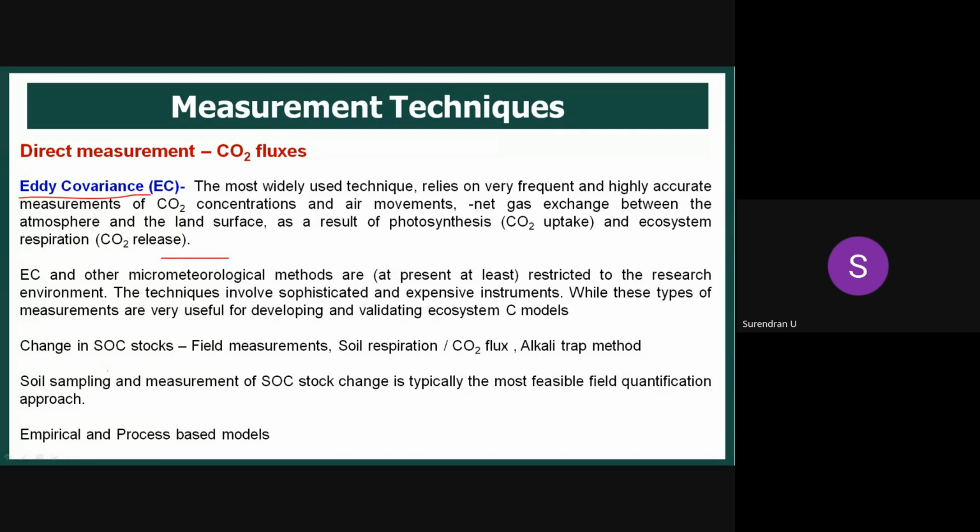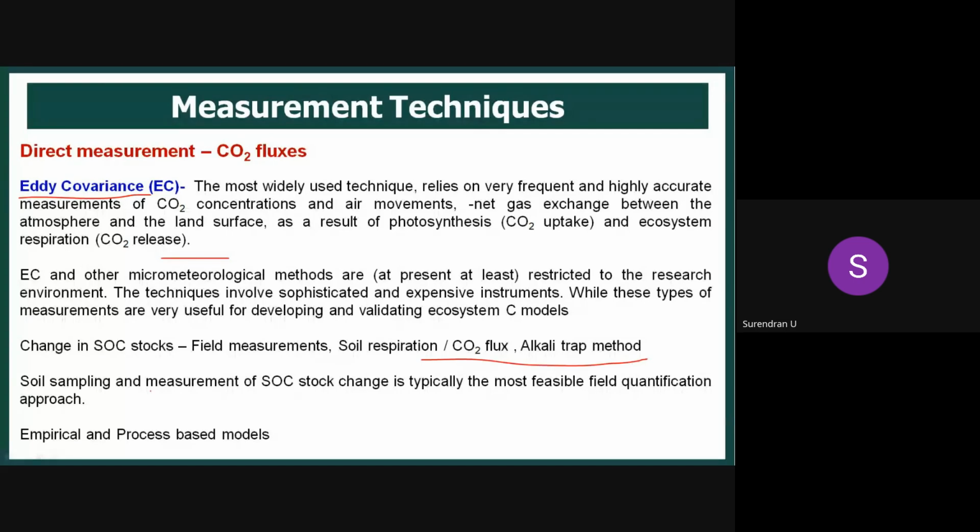So what we did is, initially we went with the change in SOC stocks based on survey data as well as field measurements. For field-level measurements of carbon dioxide, we used the alkali trap method, which is a traditional method, whereas for methane and others, we used emission techniques using GCMS.